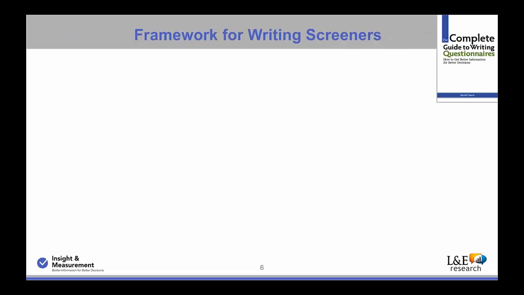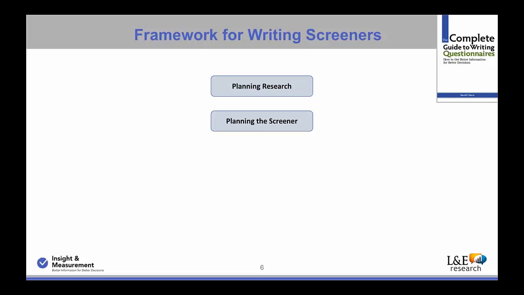So I'm going to talk to you really about a framework for writing better screeners. And it starts really with planning research and planning the screener. This is enormously important. I call it the first half of the golf swing. This is the thinking, and this is the talking. It's before we write any screening questions. I'll go into that a little bit more.